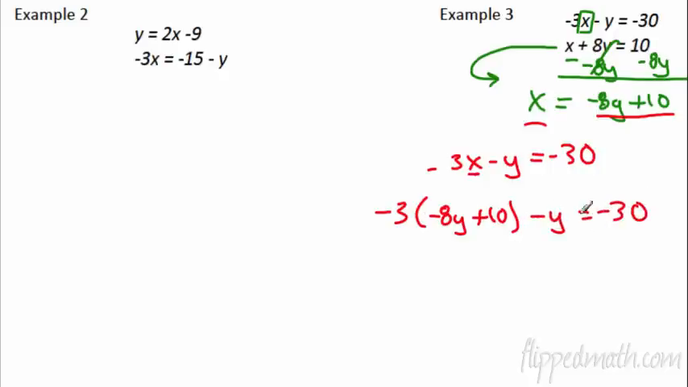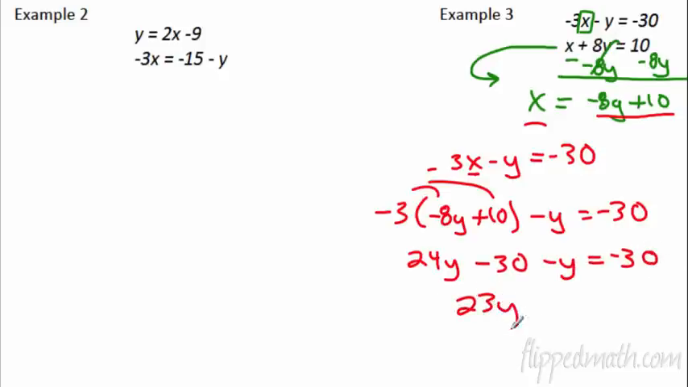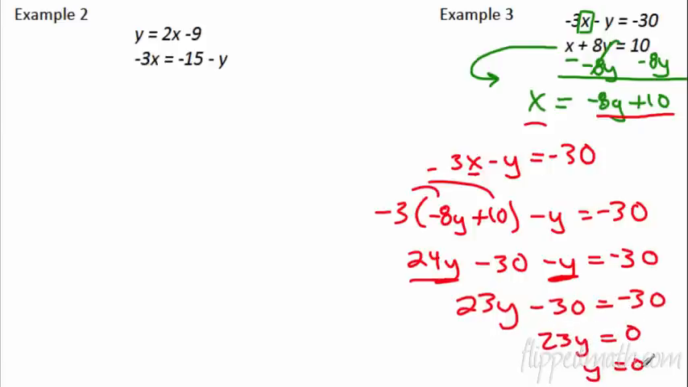Now I have only y's in here, but we do need to be careful with our negatives. When we distribute, we have negative 3 times negative 8. That's positive 24. Negative 3 times 10 is a minus 30. We have a minus y hanging out. All of that equals negative 30. So we get 23y, because we combine 24 and negative 1, minus 30 equals negative 30. If we add 30 to both sides, 23y equals 0, or you're going to divide and get y equals 0.